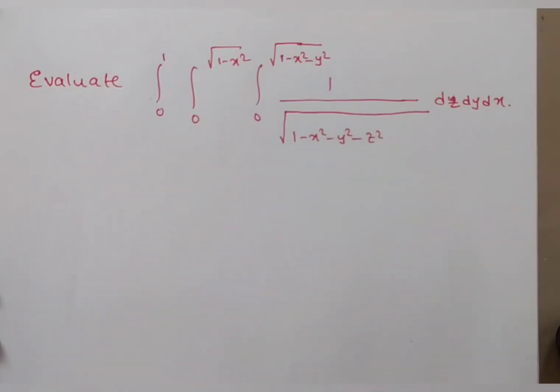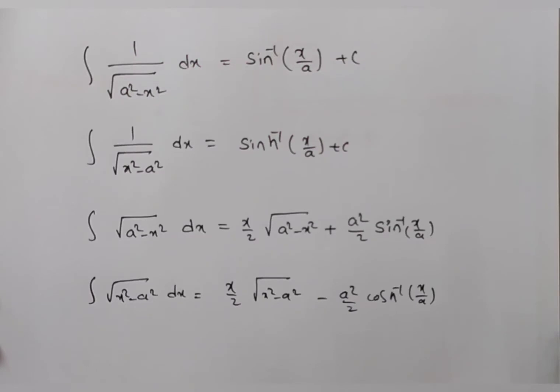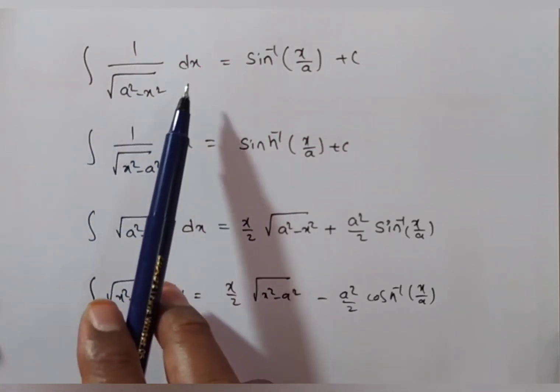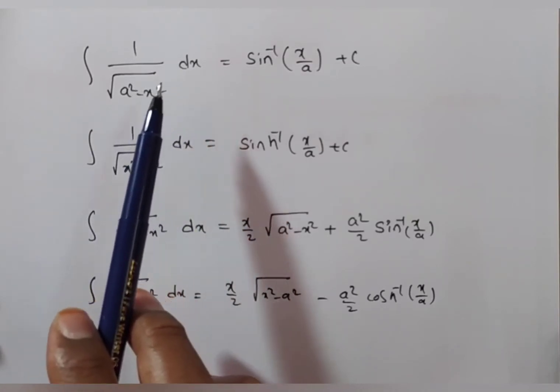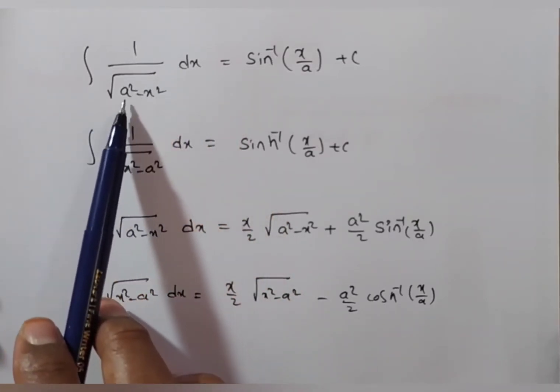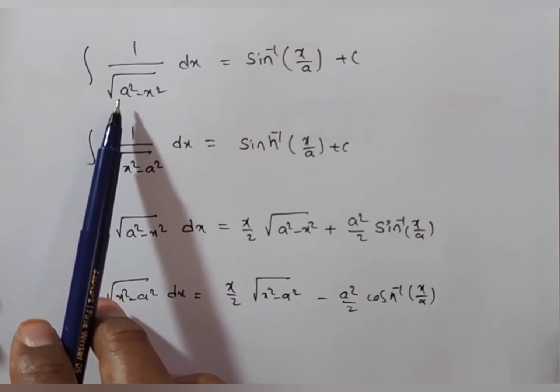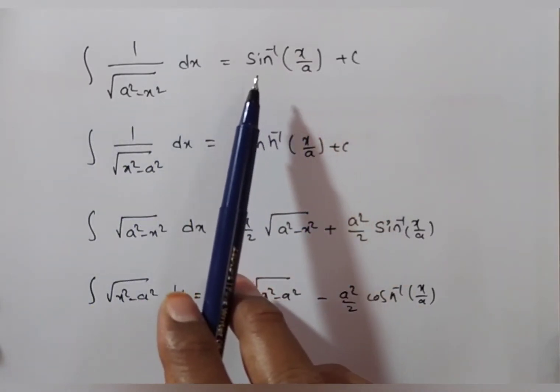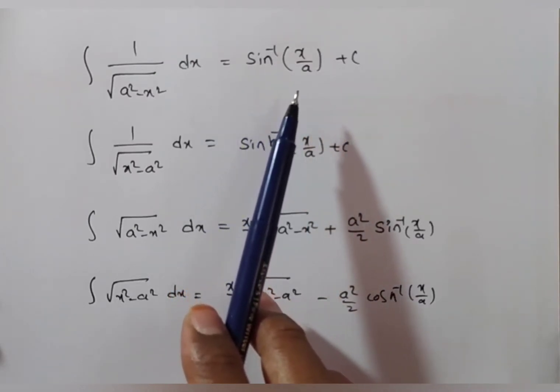Before solving this, we have to remember some useful standard formulas of integration. We have the integral of 1 by square root of a square minus x square dx. Here we are integrating with respect to x, and a square is a constant, 1, 2, 3, whatever it may be. If you have it in this form, then the formula is sin inverse x by a.